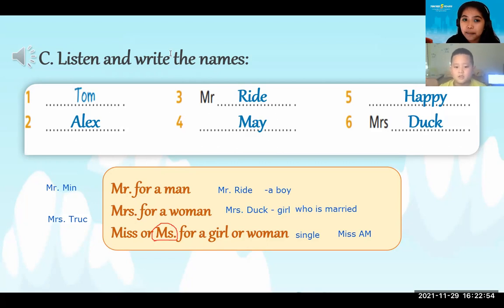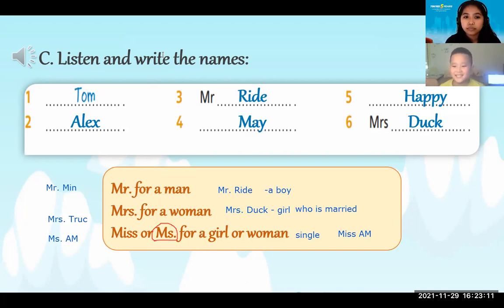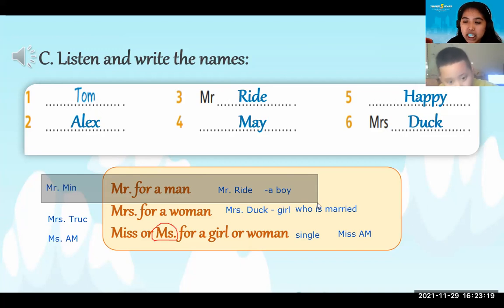Do you understand? Okay. And here we call Miss Am because teacher Am is a single woman. Okay. So, when we say Mr., is it a girl or a boy? Mr., is it a girl or a boy? Haimin, you listen to teacher. Mr. Min, is it a girl or boy?